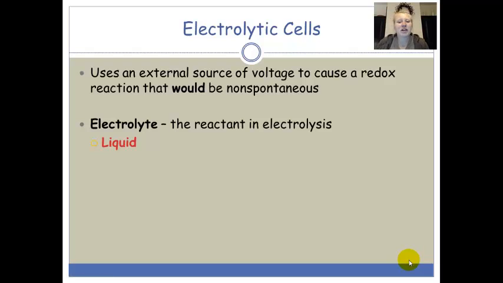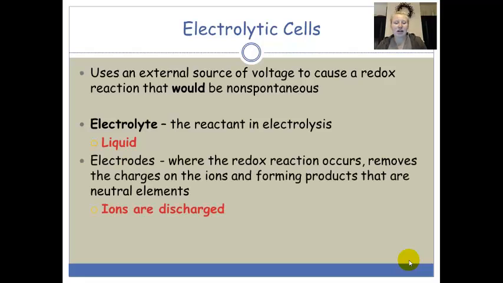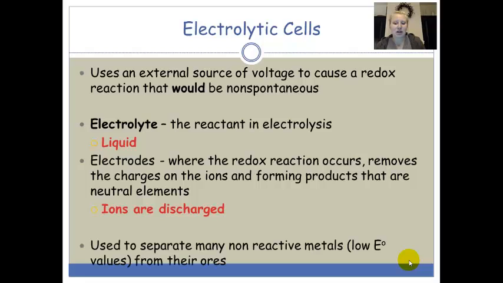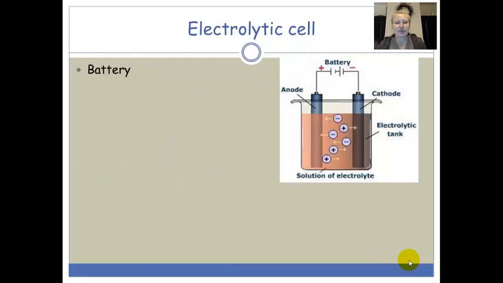So again, remember, electrolytic cells use an external source of voltage. The electrolyte is the reactant in electrolysis, and it is usually a liquid. The electrodes are where the redox reaction occurs. The electrodes remove the charges on the ions and form products that are neutral elements in electrolysis. So in this, the ions are discharged. And electrolysis is used to separate many non-reactive metals from their ores, so lower cell potential values.